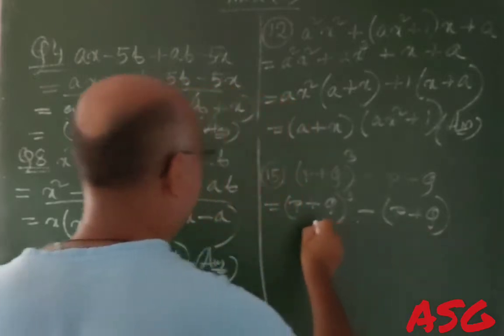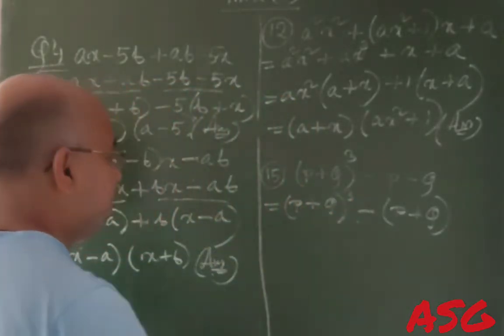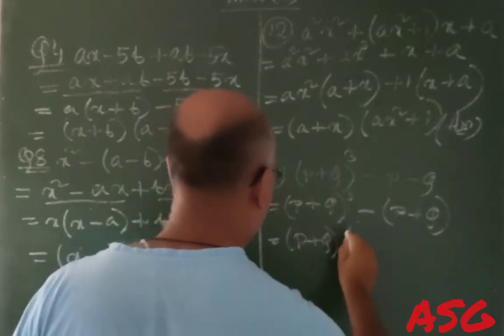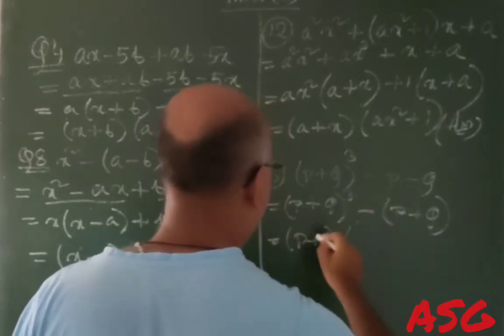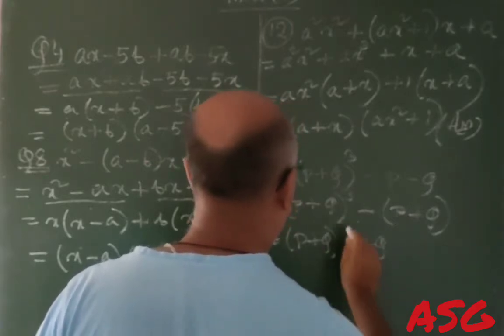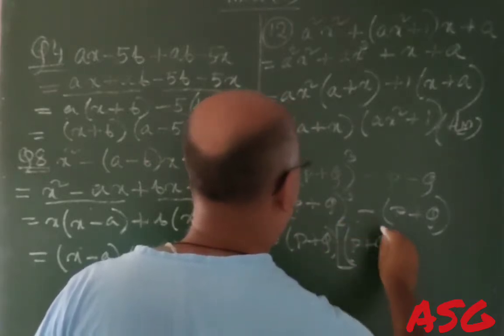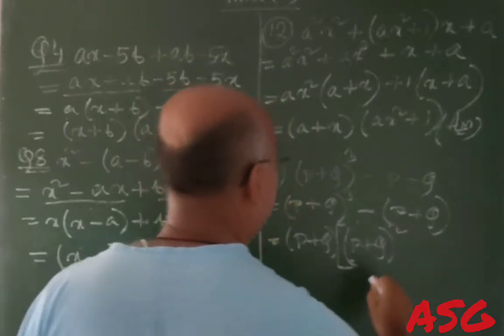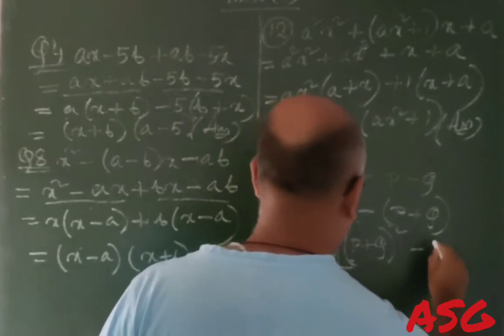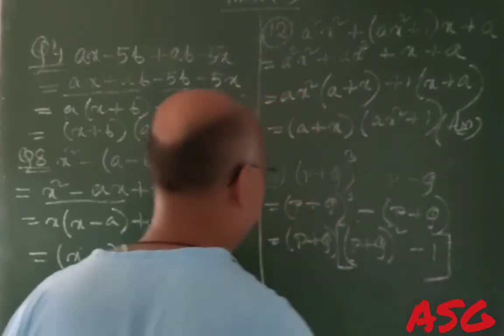Now see, p plus q whole cube. What is common? p plus q is common. So what is left out? From 3, 1 gone. So how many left? 2 left. So p plus q, I should put in a bracket, whole thing square, minus. p plus q is common. So what is left? 1. Now you see 1 means 1 square.